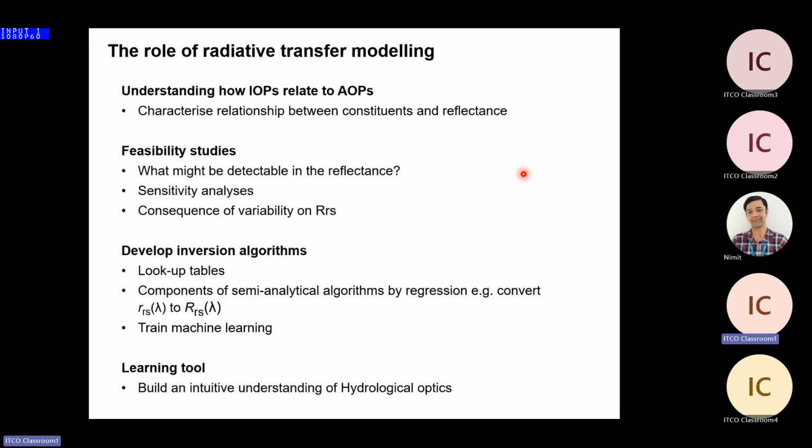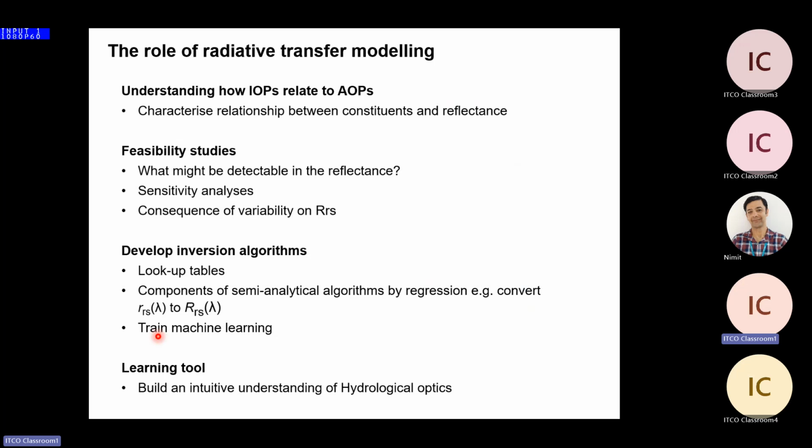And also, nowadays machine learning is really popular. So you can train machine learning. You could use a model, again running it with lots of different input parameters, different optical properties of the water, and then use that as a training data set for a neural network or some other machine learning technique.